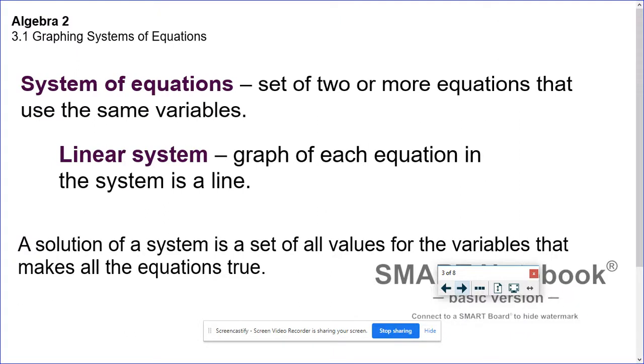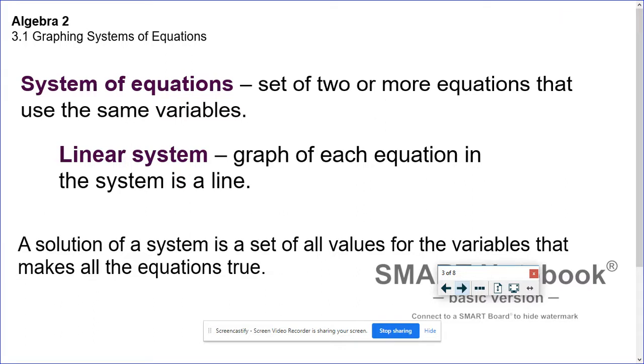A couple definitions before we get started. A system of equations is a set of two or more equations that use the same variables. So two equations that both have x and y, for instance. A linear system is where each equation in the system is a line. That's what we're looking at here. So a system of equations could be anything. We're specifically looking at two lines.